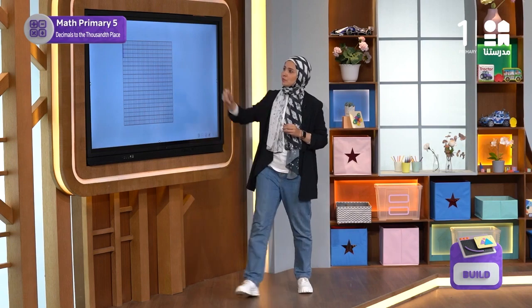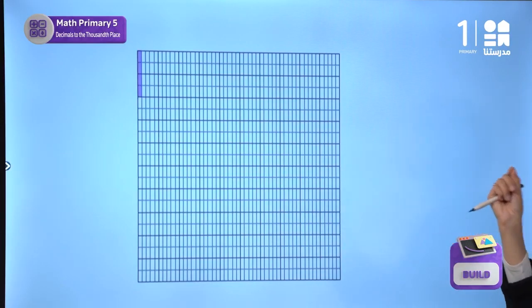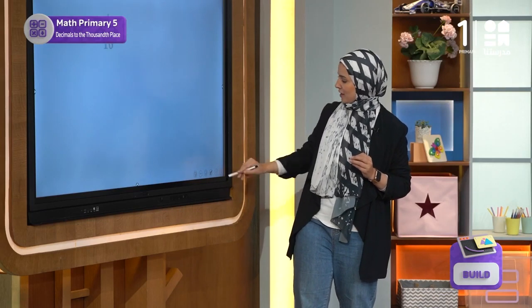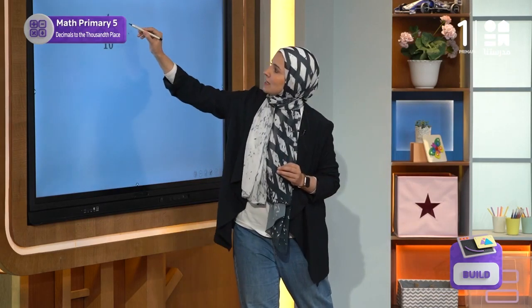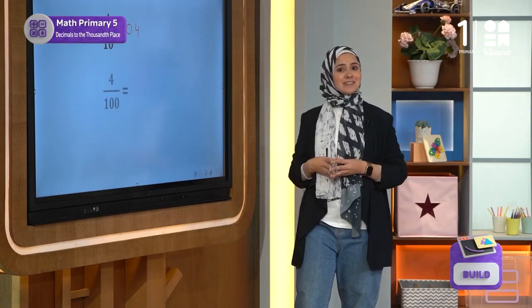Now, if we want to represent on this grid, which is this one here, 4 over 1,000, what should we do? Exactly. We shade 4 parts. We know that 4 over 10 is written in the decimal form as, who remembers? Let's write it down together. So, it's 0.4. Now, what about 4 over 100?